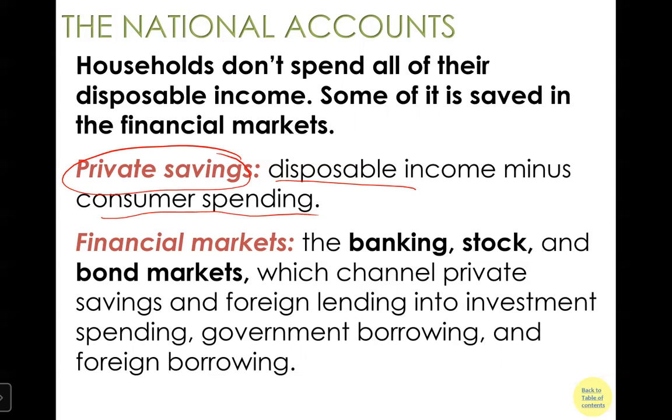Second, financial market. The financial market includes banking, stock, and the bond market. The financial market works as a middleman. Essentially, they are going to connect those who have and those who have not. So this is just a middleman, the channel that moves money from those who own it to those who need it. Okay. So this is the financial market.